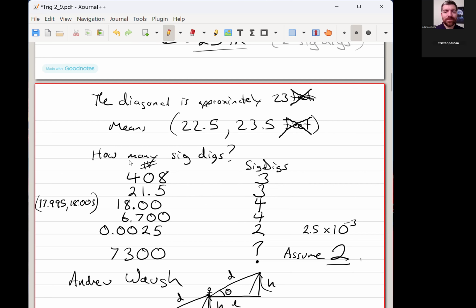So 408, if that's measured, then there are three there. You just count the digits. 408, there's three. 21.5, there's three, right?